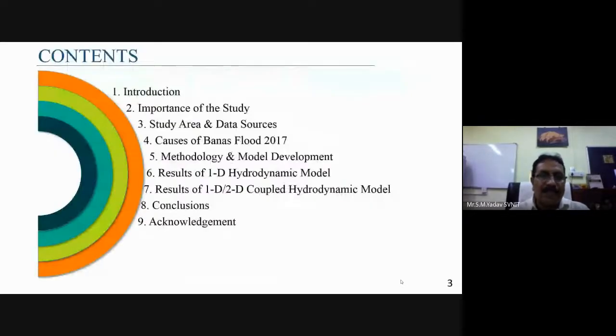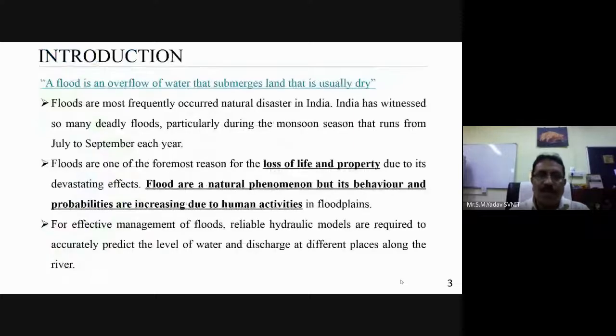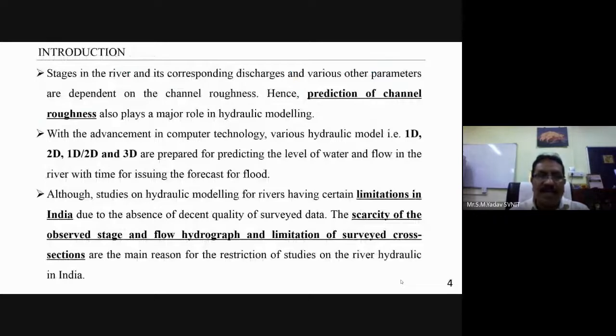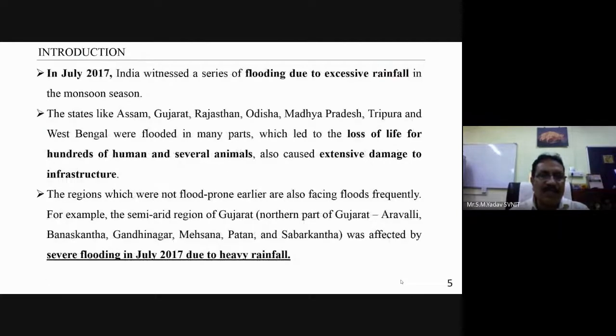So the flow of the presentation is like this. As we all know, the definition of flood and the losses caused by the flood, since the last 4 days we are discussing that only. So I'm not discussing any part regarding what is flood, what is 1D, 2D, 3D modeling, what are the limitations of floods, etc. What I am going to talk about is that in July 2017, India witnessed a series of floods due to excessive rainfall in the monsoon season.